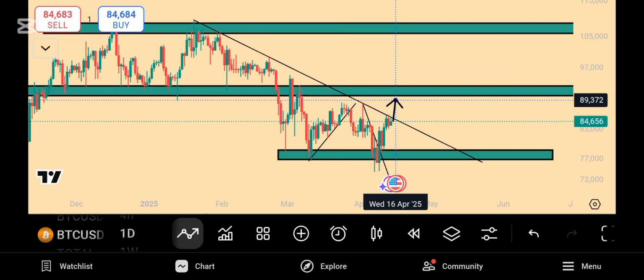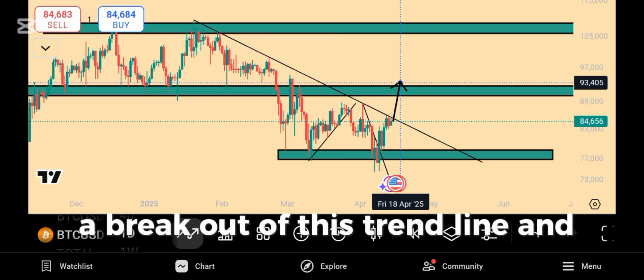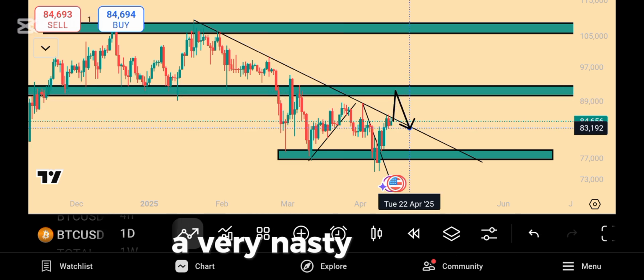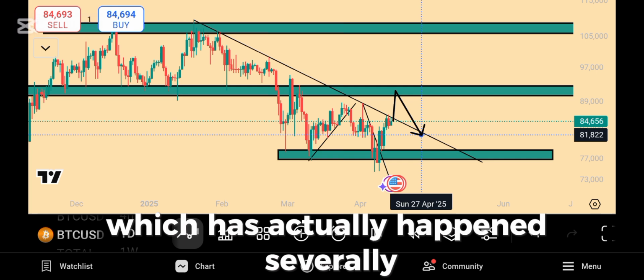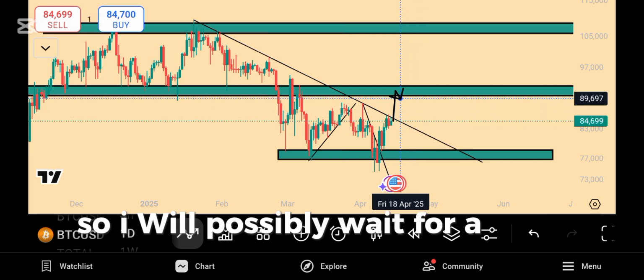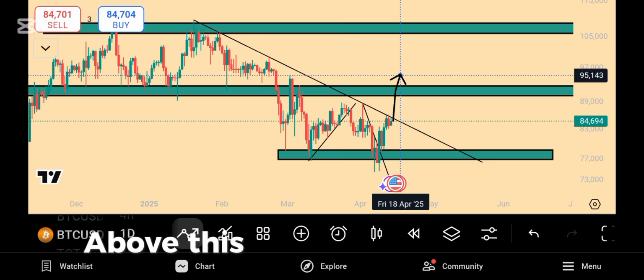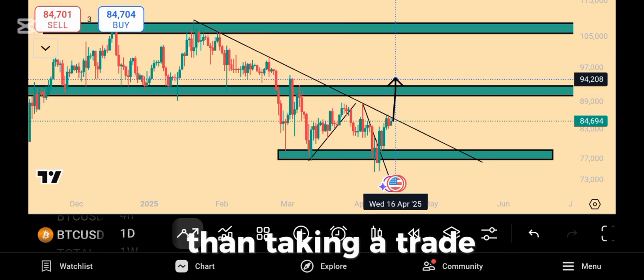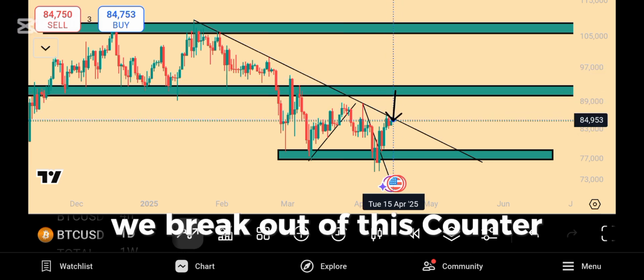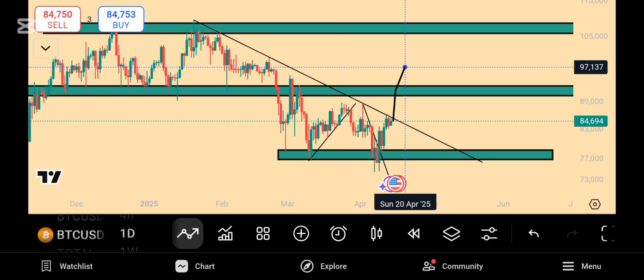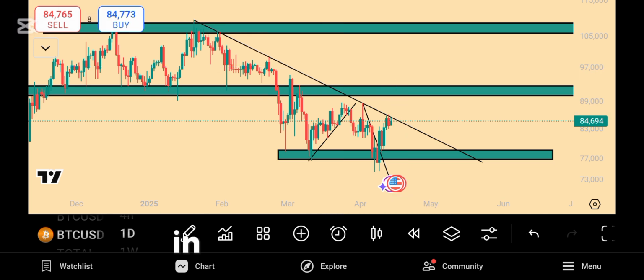Because there might be a breakout of this trend line and then a very nasty pullback, which has actually happened severally, I will possibly wait for a break above this level. I will consider taking a trade above this particular green zone rather than taking a trade immediately we break out of this counter trend line. So this is my view on Bitcoin. That is what I think will happen on Bitcoin in the coming weeks.